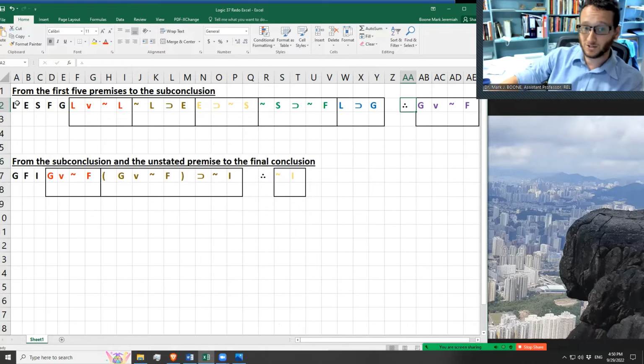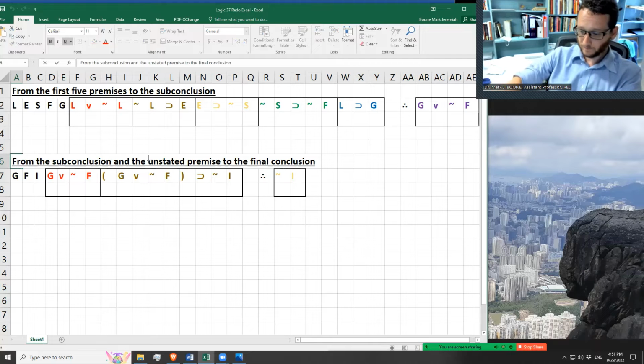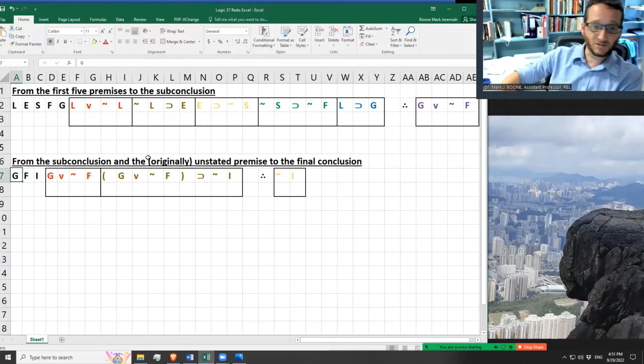So the atomic propositions in the move from the first 5 premises to the subconclusion are L, E, S, F, G. And then in the move from that subconclusion plus our originally unstated, but now stated, premise, the atomic propositions there are G, F, and I, and here are the premises.